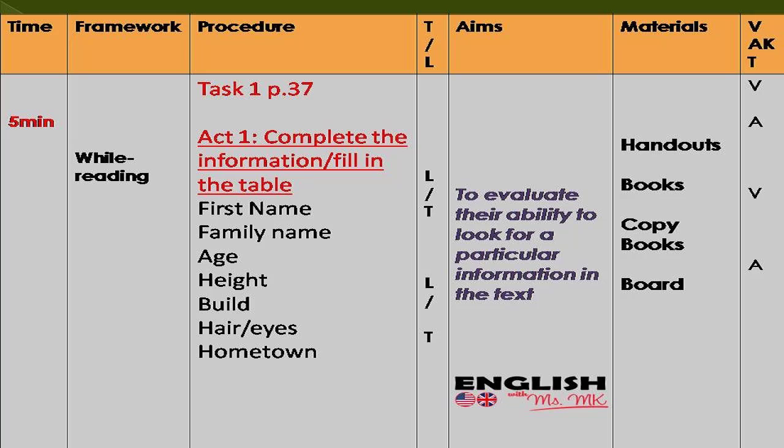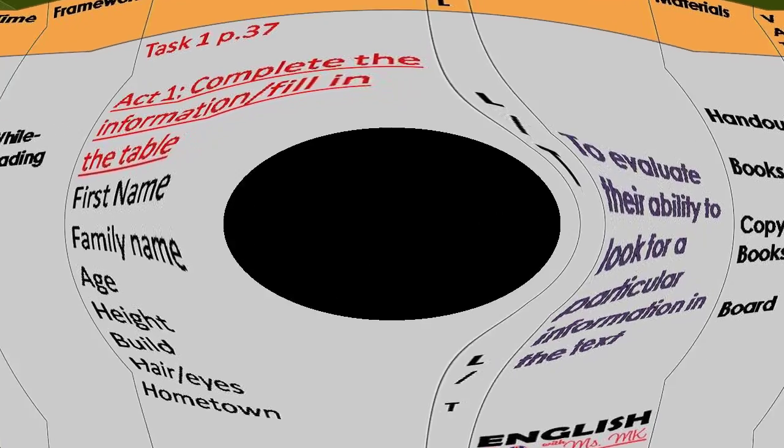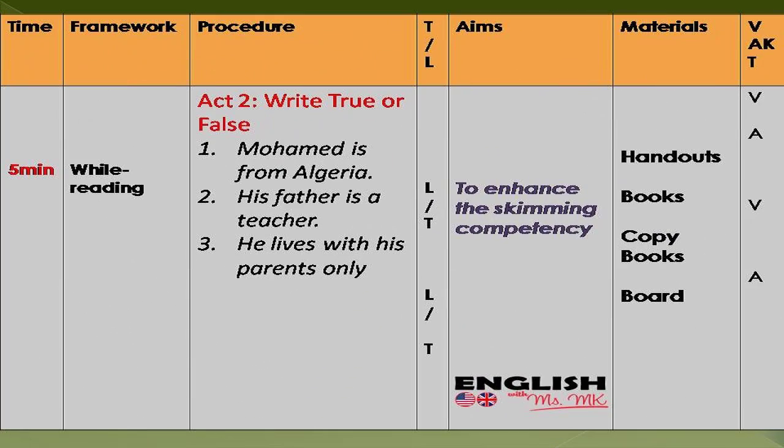Here, what is the aim? It is to evaluate their ability to look for a particular information in the text. If your pupils are going to look for a particular information in the text, they are scanning the text. And it's not compulsory to start with skimming activity rather than scanning. You can start with scanning, then skimming. You're really free.